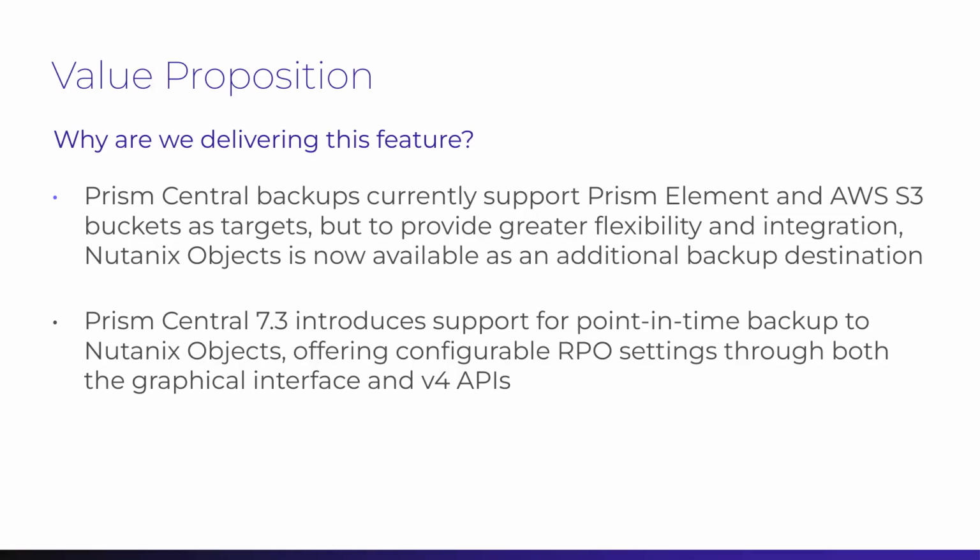Today, Prism Central backups support Prism Element and AWS S3 buckets as backup targets. However, many customers have asked for the ability to use Nutanix Objects as a backup destination, as it offers better integration within the Nutanix ecosystem and more flexibility for managing storage. With Prism Central 7.3, we've added support for point-in-time backup to Nutanix Objects. This includes the ability to configure RPO directly through the user interface, and it's also supported via v4 APIs.